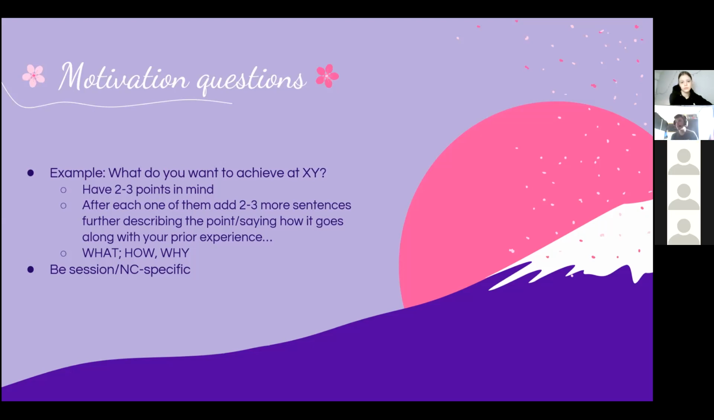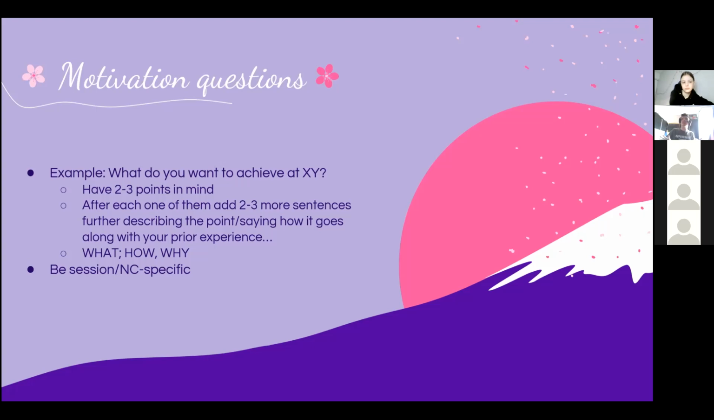After each one of them, add two or three more sentences further describing the point and say how it goes along with your prior experience. So if you want to do pair projects, you could talk about how, when you've been a media team member in the past, you have not got the opportunity to do pair projects, and because of that, you felt kind of isolated within the media team. But now you want to do pair projects because you want to feel more of a sense of belonging in the team, and you think by working with other people, that would be the best way to do it. And also, you could work with someone who has good videography skills, and you could learn from them, etc. And maybe if you have any good skills like graphic design that they want to learn from, it would be a really nice mutual learning opportunity.